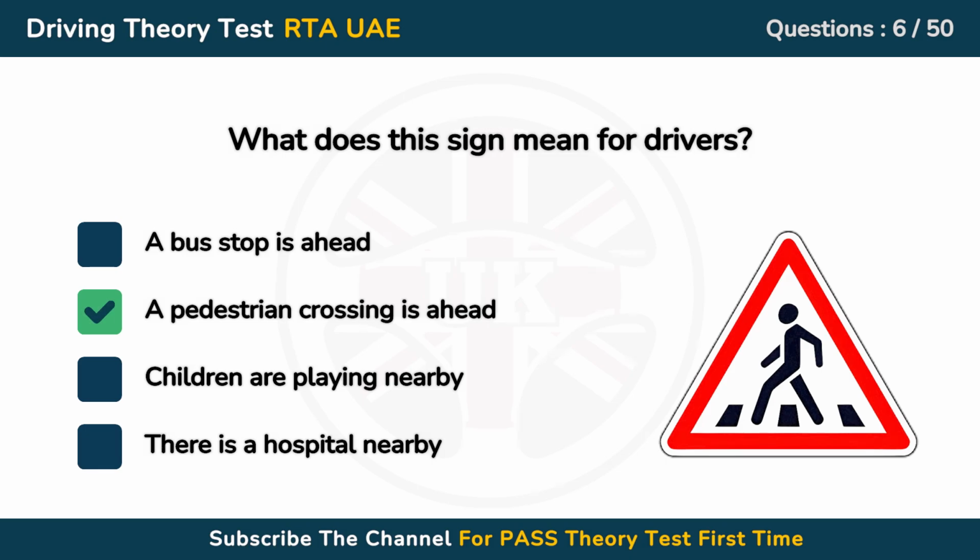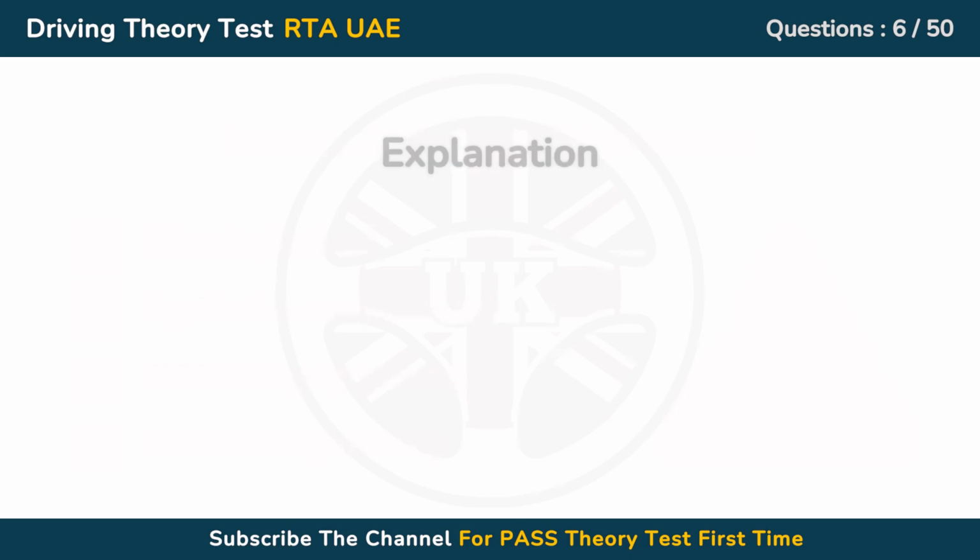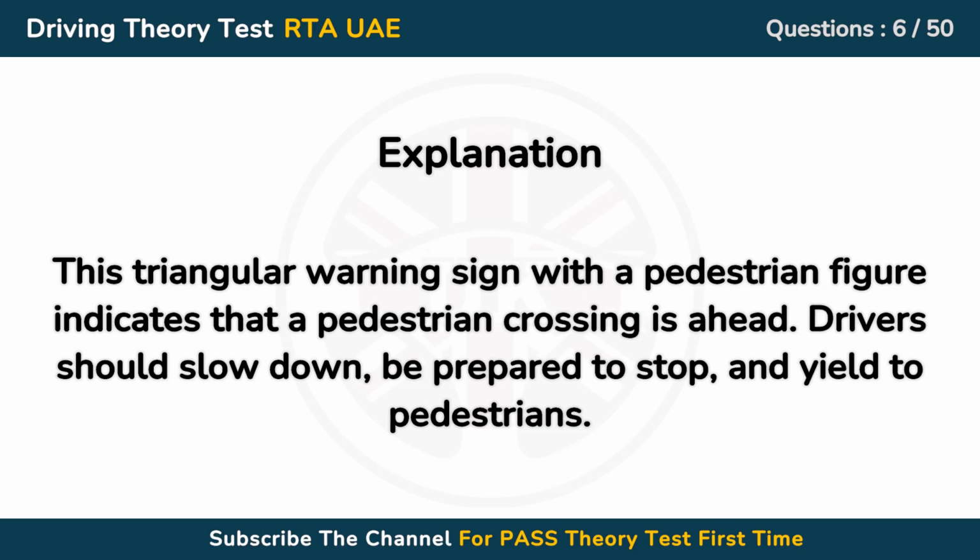Answer is B. A pedestrian crossing is ahead. This triangular warning sign with a pedestrian figure indicates that a pedestrian crossing is ahead. Drivers should slow down, be prepared to stop, and yield to pedestrians.